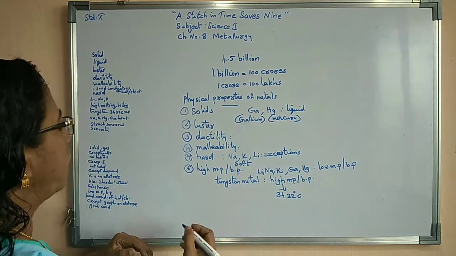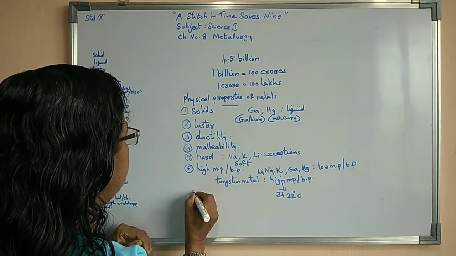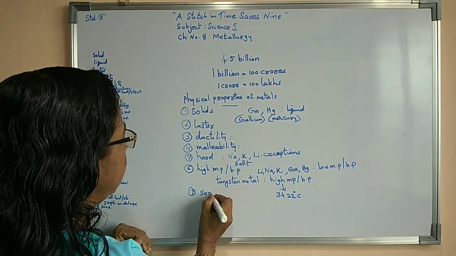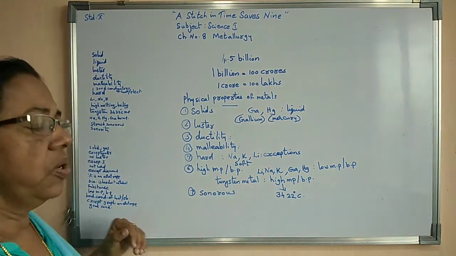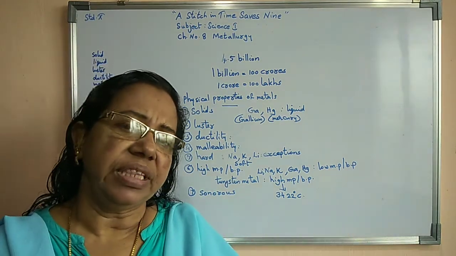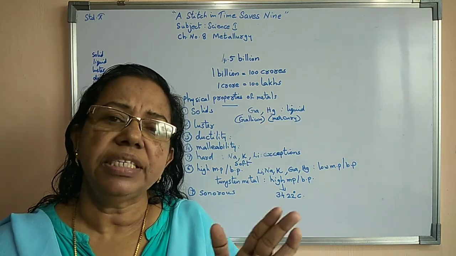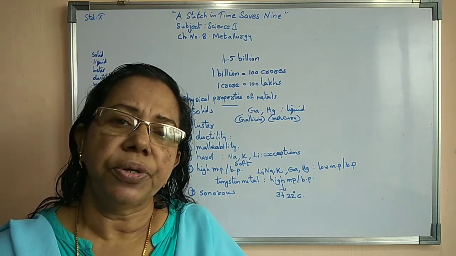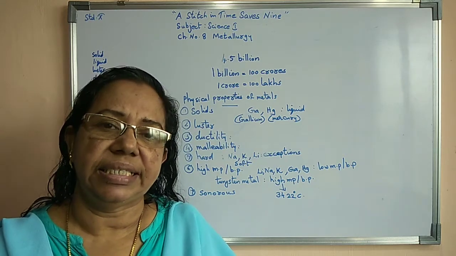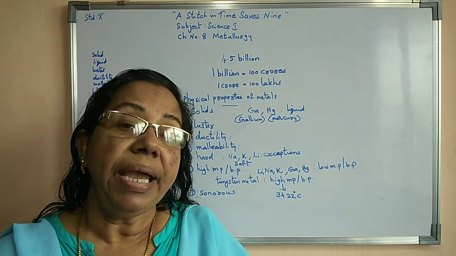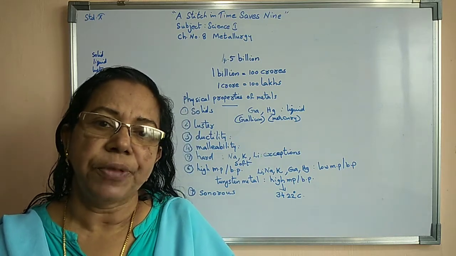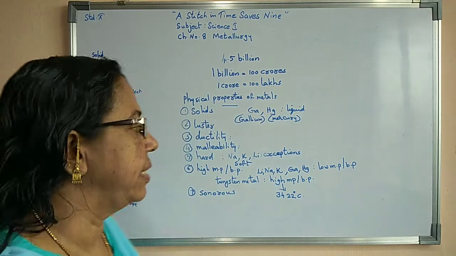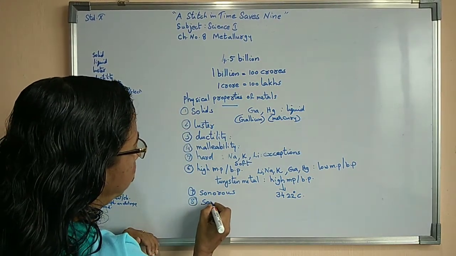Now another property we can say is that metals are sonorous. What is the meaning of sonorous? Sonorous means if two metals hit each other, if they are struck, they produce a sound. So when we give a chance of hitting two metals, if they make sound, we can say that they are sonorous metals. The property of making sound when struck is known as sonority.